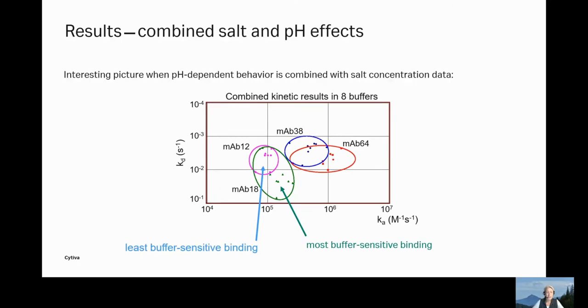And here are the combined results for salt and pH effects on the binding of the 4 investigated antibodies. This plot shows the determined rate constants, association rate and dissociation rate, for each of the measurements under the 8 different running conditions. And just the monoclonal antibody 12, shown here with the pink circle, showed the least buffer-sensitive binding. And this antibody was then taken for further testing in a diagnostic device.